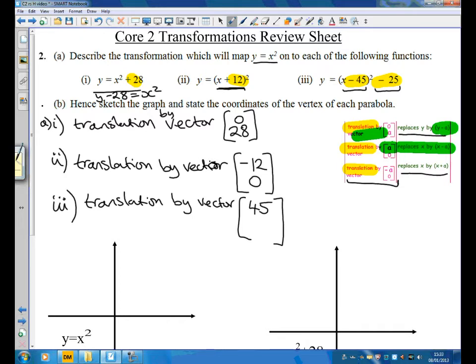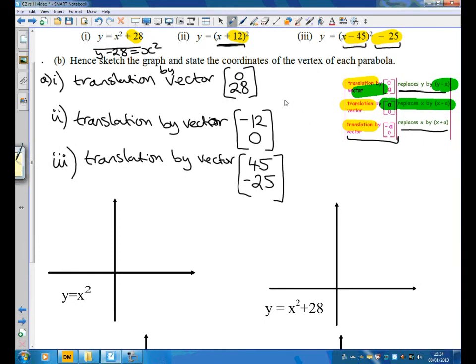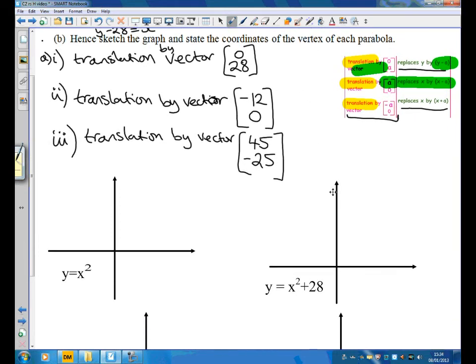Now you mustn't forget there's a second part to this question, which is then to sketch the graph and state the coordinates of the vertex. So let's start off by having a look at an x squared graph. So we can start off by drawing a basic x squared graph. So remember what the shape of that is, and that's going to go through the point 0, 0. So the vertex is at 0, 0.